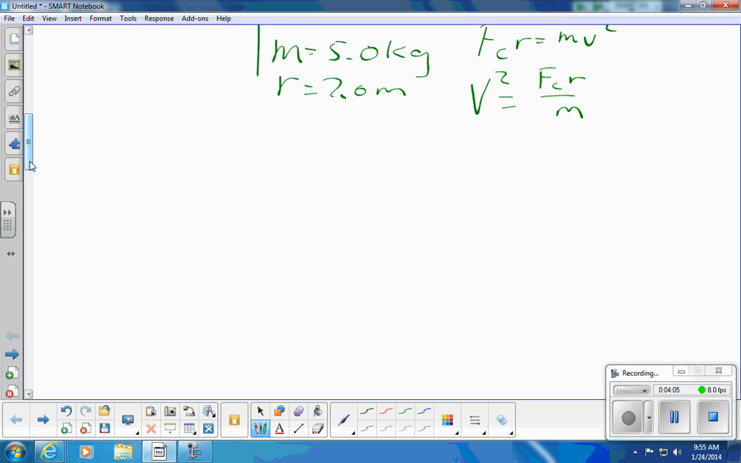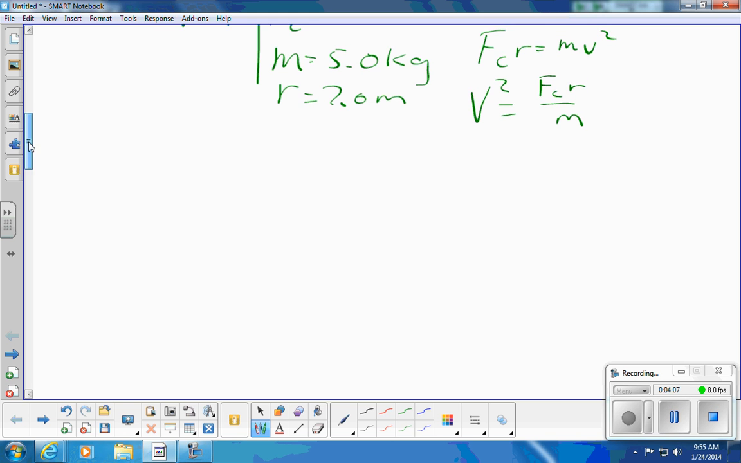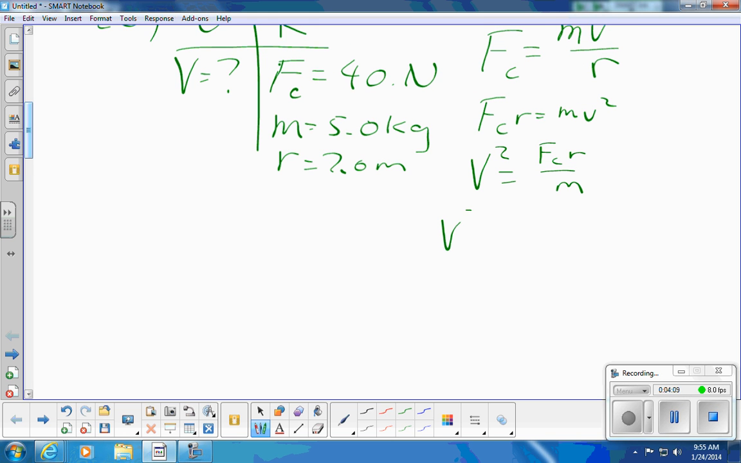And now I can plug in the numbers. V squared is the force, 40 newtons, times r, 2.0 meters, divided by mass of 5.0 kilograms. And that gives me, let's see, 40 times 2 is 80, divided by 5 is 16.